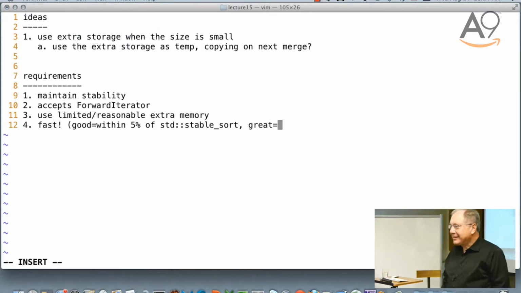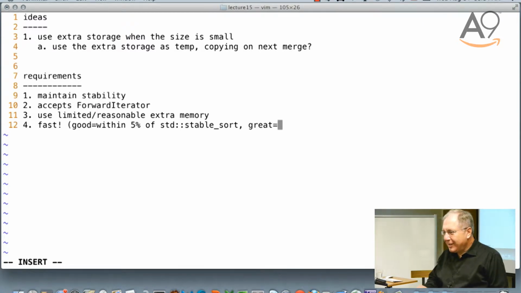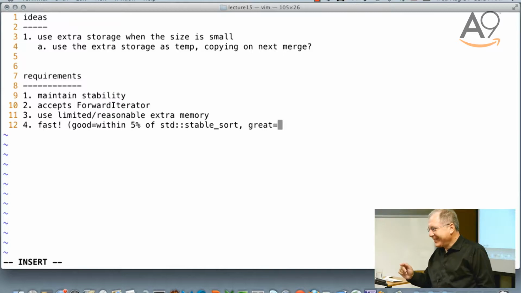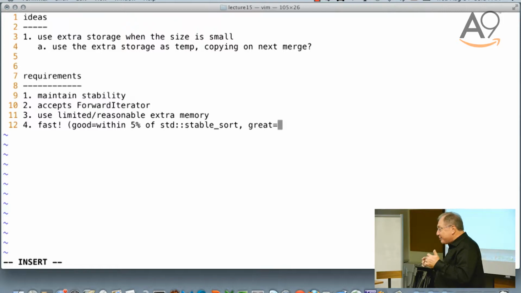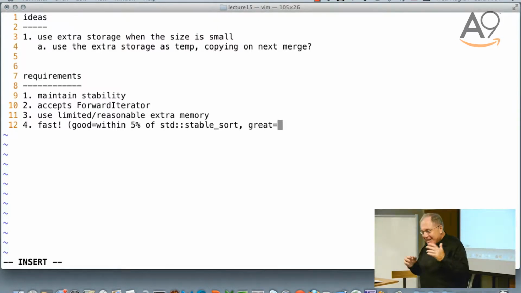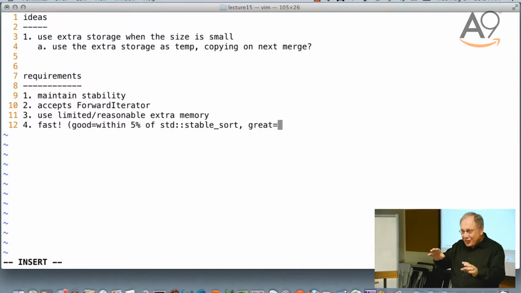Specifically, observe that STL has stable sort and it has sort. Why does it have sort? Because it's faster than stable sort. All right? So the ideal thing, and let me tell you, that has been my dream for decades, but so far it's still a dream. For decades, my dream is to make my stable sort as fast as my sort, at which point I could say there will be just one sort.